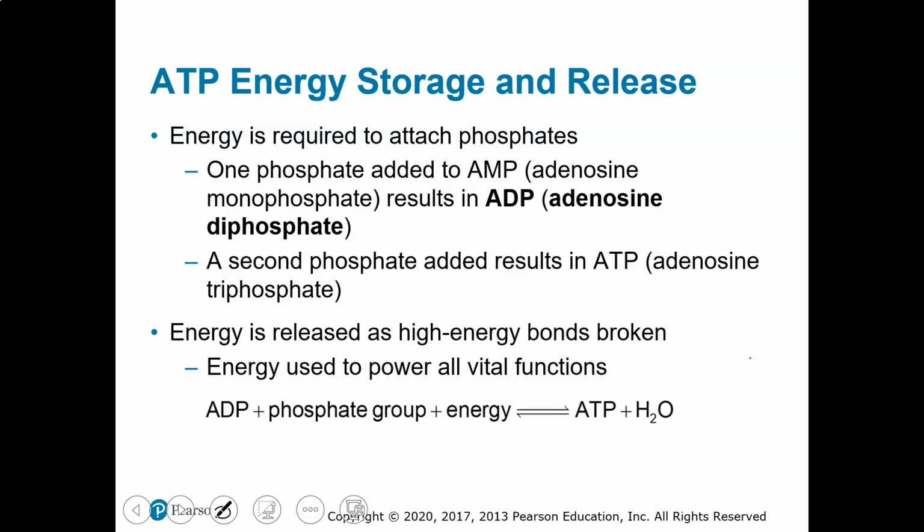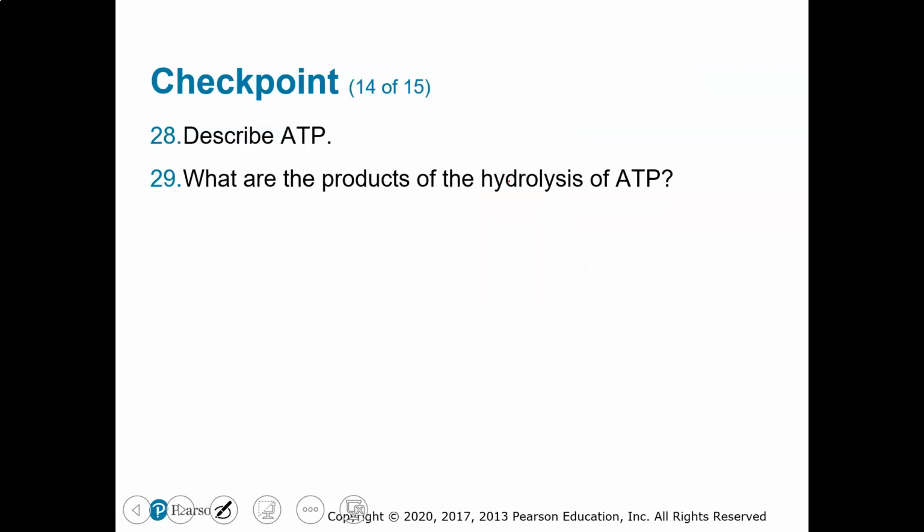So the way that our body stores energy, or makes ATP so that we can use it for energy, is it adds a phosphate to ADP. And the way that it uses the energy in the ATP is to break it down into ADP plus a phosphate group. So describe ATP: it's adenosine triphosphate. It is adenosine combined with ribose sugar and three phosphate groups.